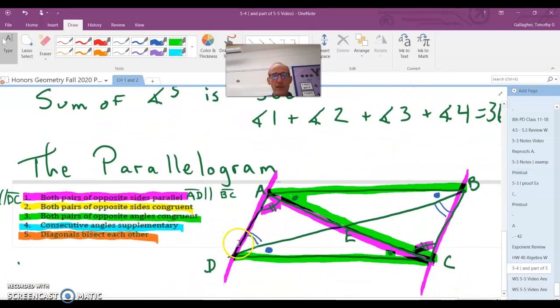And then we looked at all these properties of a parallelogram, and there's a lot going on there. Okay? So this is a little bit of introduction to that.